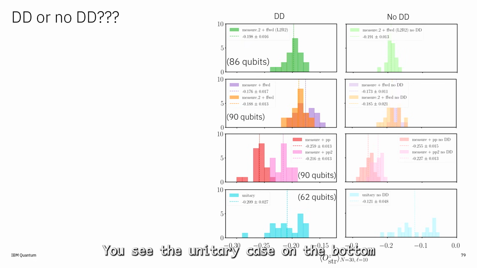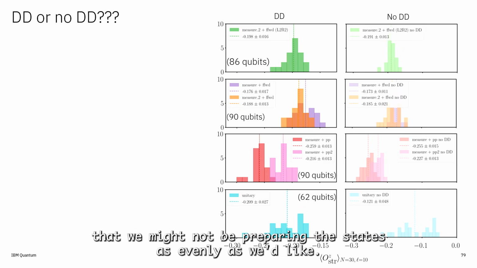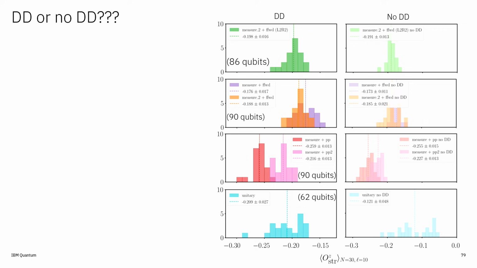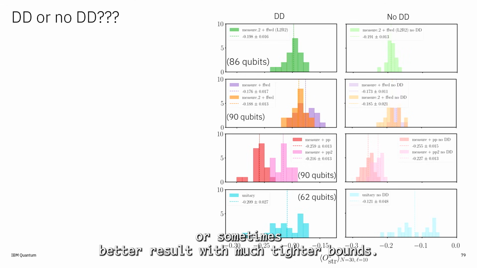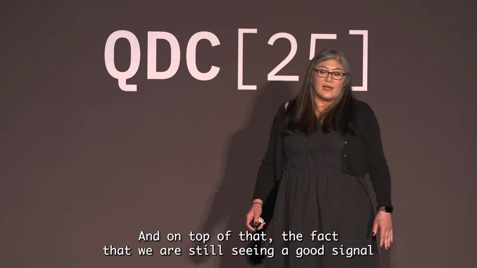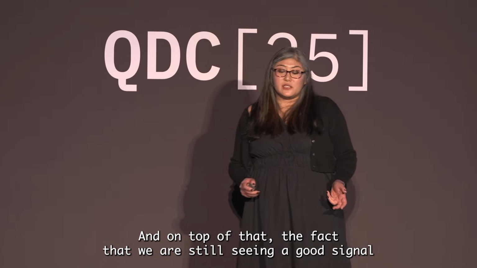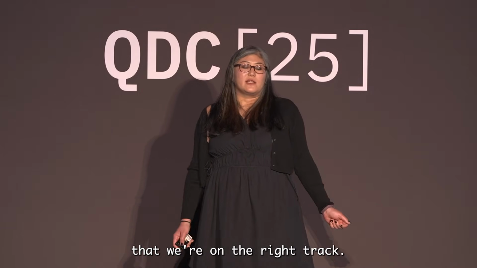You see the unitary case on the bottom, DD or no DD, have large spread, which is pointing to the fact that we might not be preparing the states as evenly as we'd like. Using the measurement approach and layering the gates, having shallower depth circuit is getting us to a good or sometimes better result with much tighter bounds. I am very excited to see this trend, and on top of that, the fact that we are still seeing a good signal without any type of error mitigation, to me, is a great sign that we're on the right track.